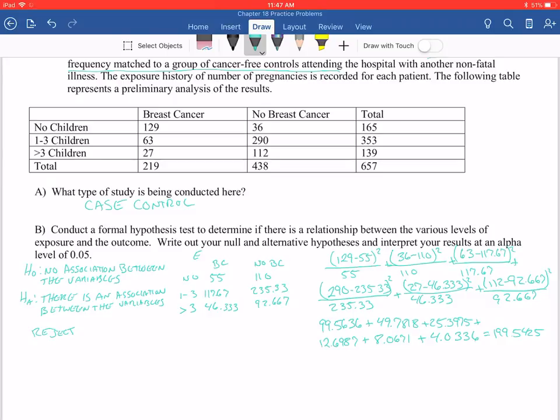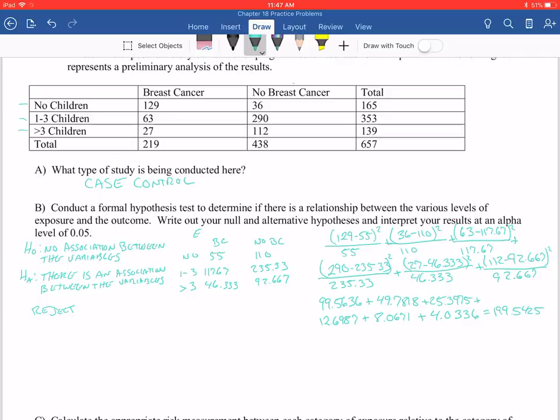Next, we're going to be looking at Part B. Let's go to the table first real quick. You have your disease, breast cancer, on top: breast cancer, no breast cancer. Then no children, 1 to 3 children, and more than 3 children. Part B says conduct a formal hypothesis test to determine if there's a relationship between the various levels of exposure and the outcome. Write out your null and alternative hypotheses and interpret your results at an alpha level of 0.05.